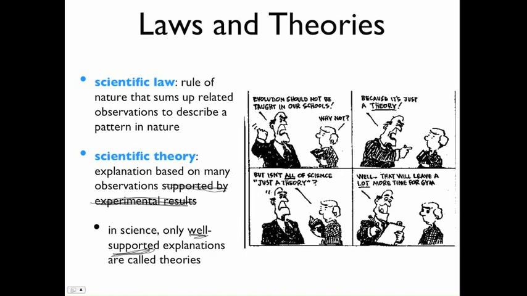And a scientific law is a rule of nature that sums up related observations. And this one usually does have experiments. Okay, the law of gravity. You can test gravity. Okay, the law of definite proportions, or the law of conservation of energy. All these things you can test. And so these are called laws because you actually can prove them. Okay, so this is the difference between a law and a theory.